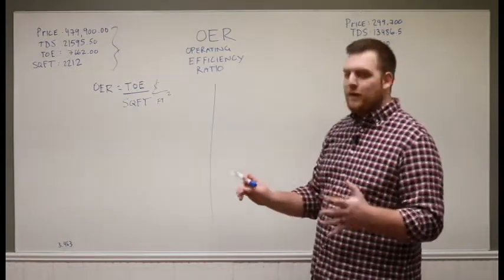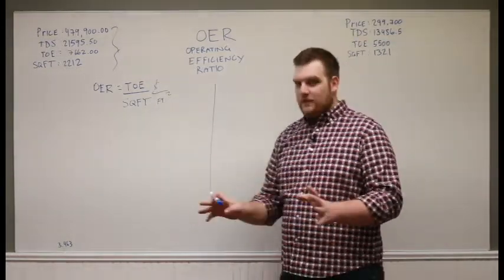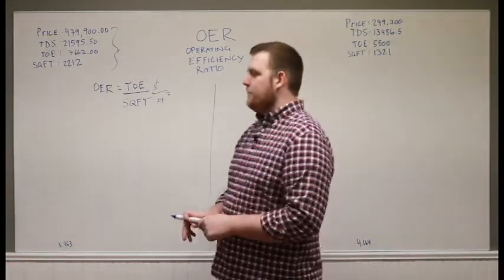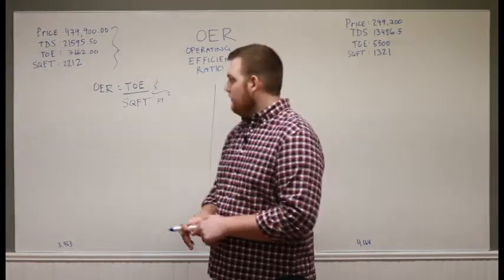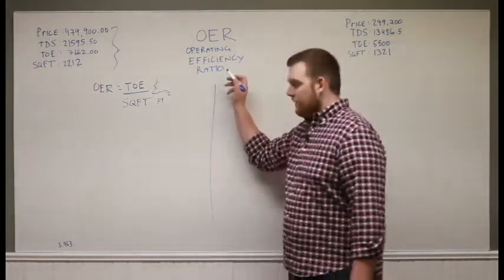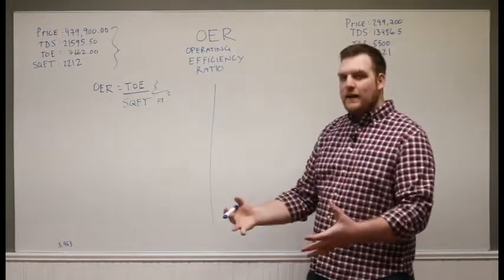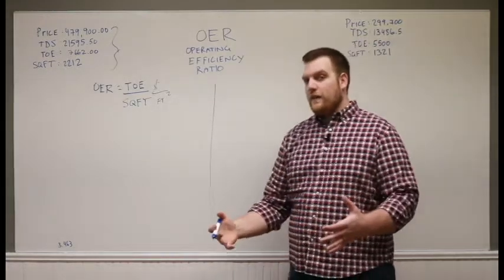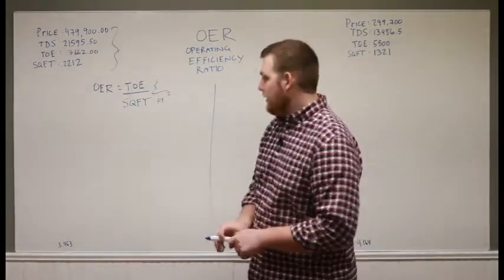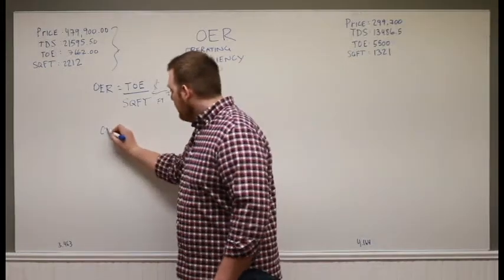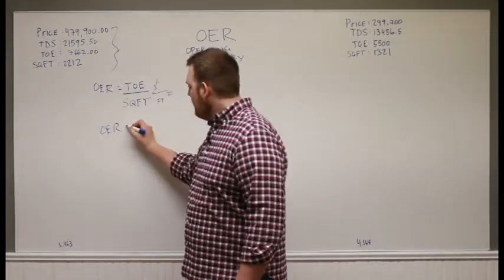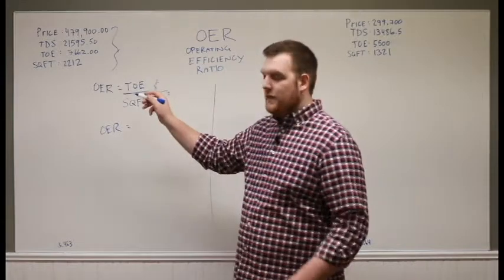So I've got 2 examples lined up today, and like I said, this is very simple, but this will start to give you an idea. If you ever do come across operating efficiency ratio and they're telling you it, at least you'll know where they're getting that from, and then you'll know how to compute it yourself. So again, OER equals total operating expenses.